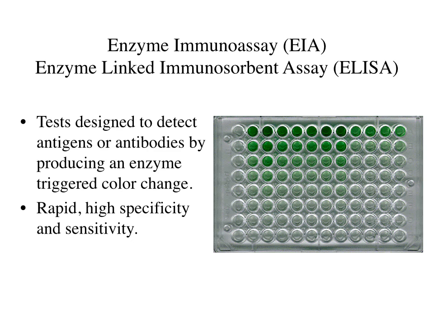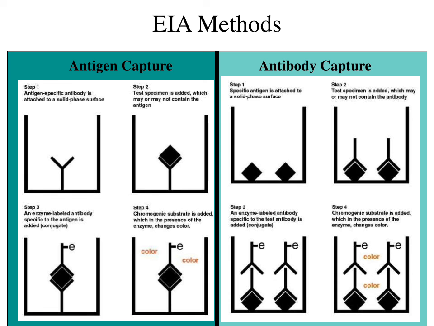The presence of color indicates the presence of antibodies, and the absence of color indicates the absence of antibodies. This can be used to detect either antigens or antibodies. In order to get specific results, though, you have to use a reader. This just shows you how you can run a test looking for antigen or run one looking for antibody.